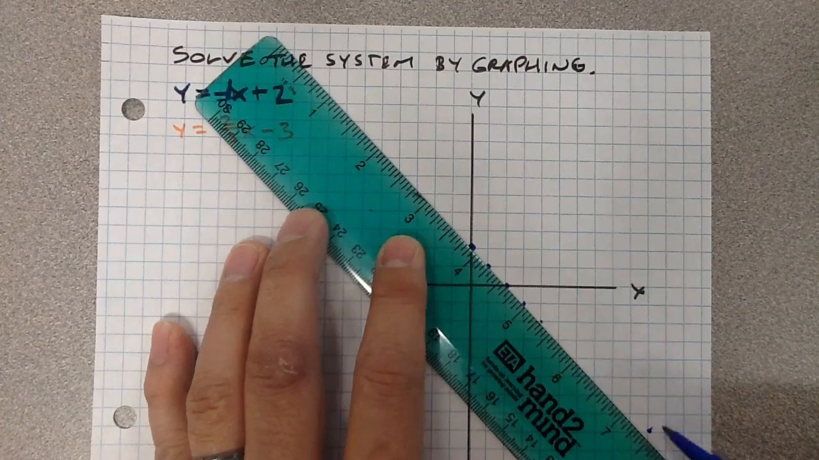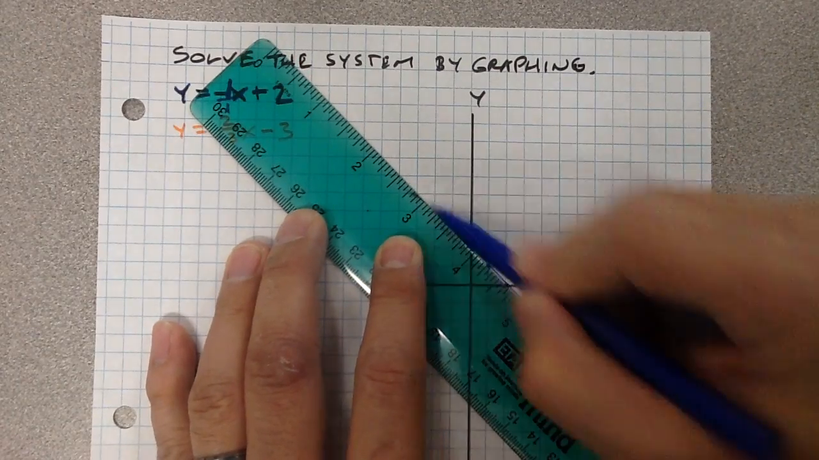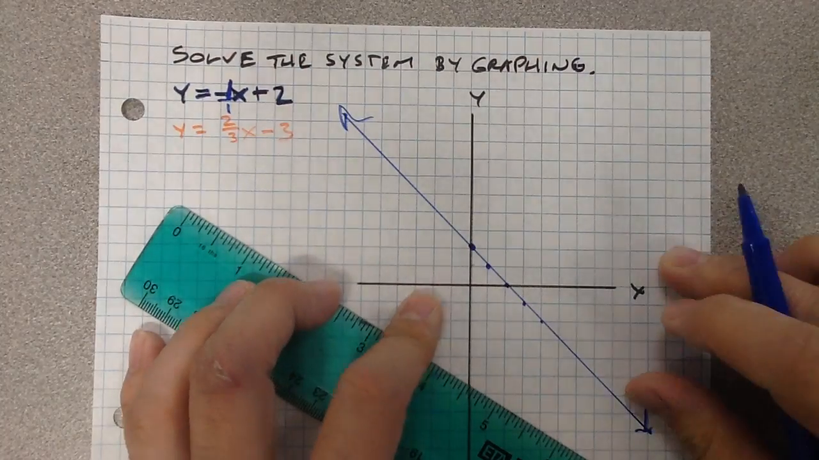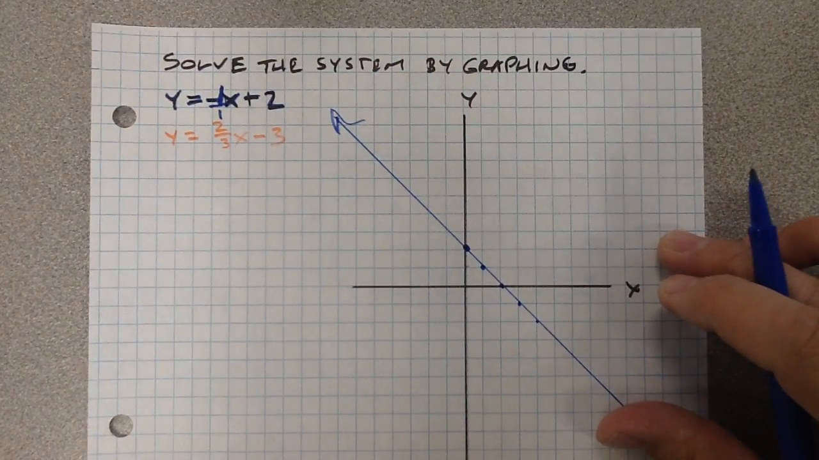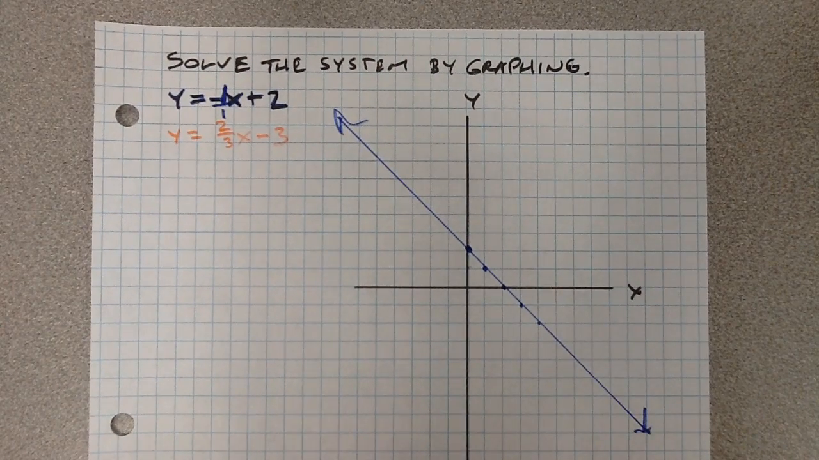See if I can get it as straight as I can. Like that. Okay. And be sure to get your lines as straight as possible because since we're looking for this point of intersection, accuracy is important.